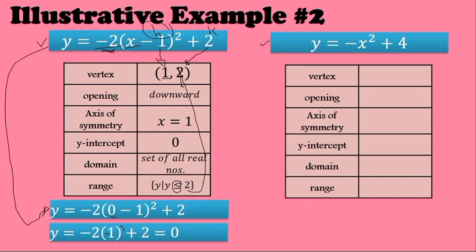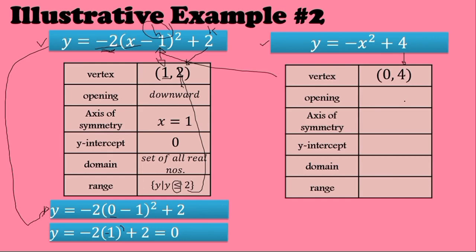We have y is equal to negative x squared plus 4. So we have here the vertex. Since you do not have a parenthesis like in the first example, therefore the value of your h is 0 and the value of your k is the constant term. Again, since you do not have the parenthesis, therefore h is 0. And the constant term would be the value of k, so the vertex is 0, 4.